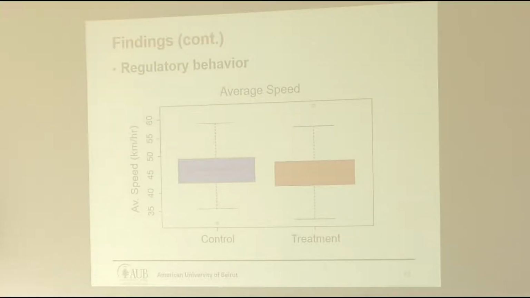Results show that the driver adopts a regulatory behavior at the operational level, manifested by a reduction in the driving performance measures, such as the speed and the pedal depression, in order to allow the performance of the secondary task while driving at the same time. As shown in this example box plot, a lower average speed is observed at the treatment phase.